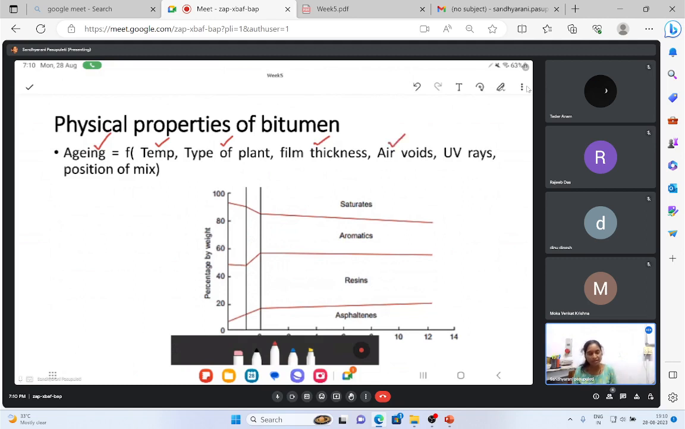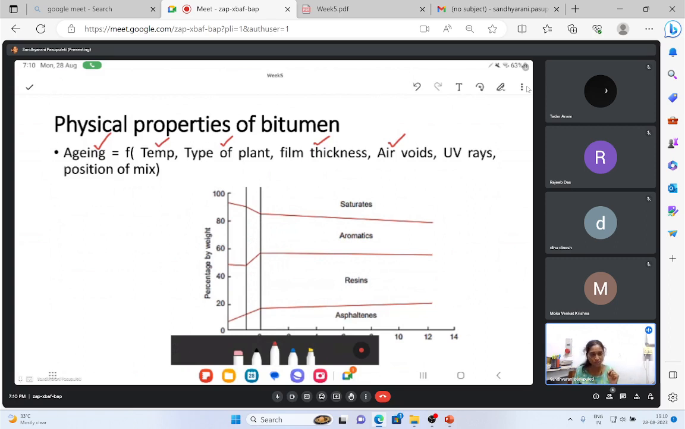And the air voids. Let us say you have mixed and you have already placed your mix in the field. Now you are allowing your equipment onto the pavement. In between the coated aggregates, if the gaps are more, if air voids are more, then what happens? Air can circulate from top to the bottom or within the air voids.